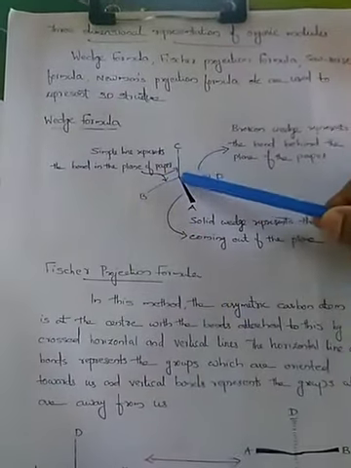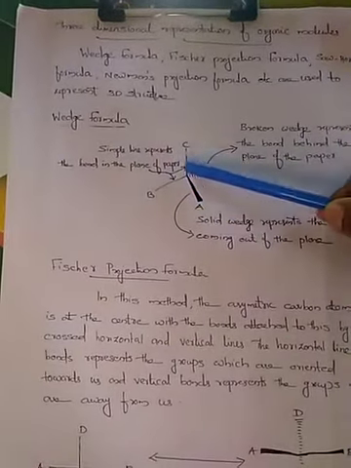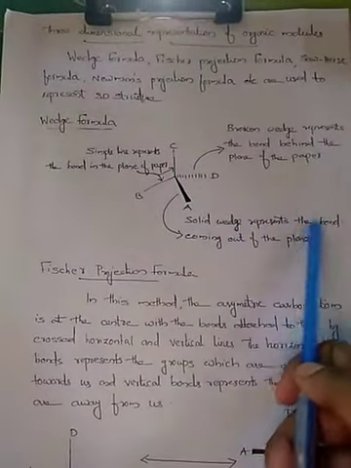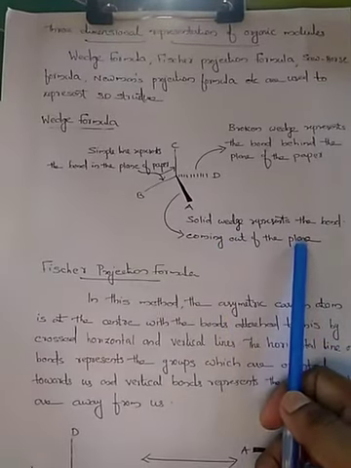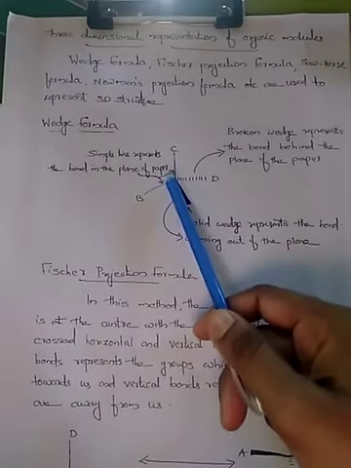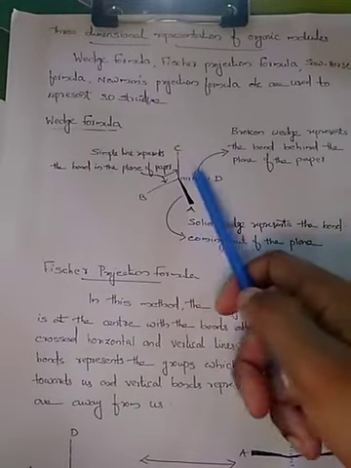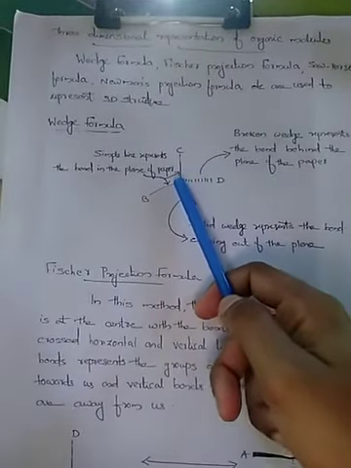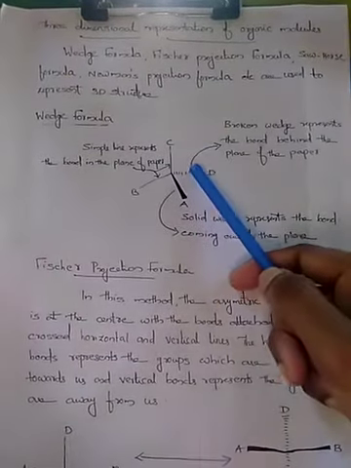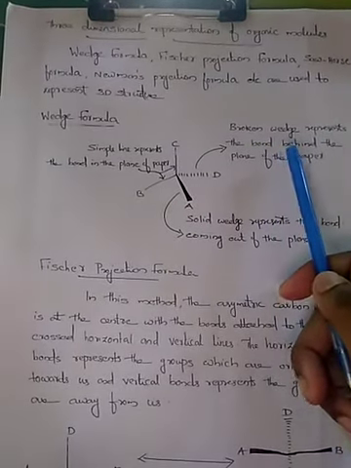Then you look at this darkened line, A, C to A. This darkened line, this solid wedge, represents the bond coming out of the plane. Then you look at this dotted line from this carbon atom to this atom D. This broken wedge represents the bond behind the plane of the paper.